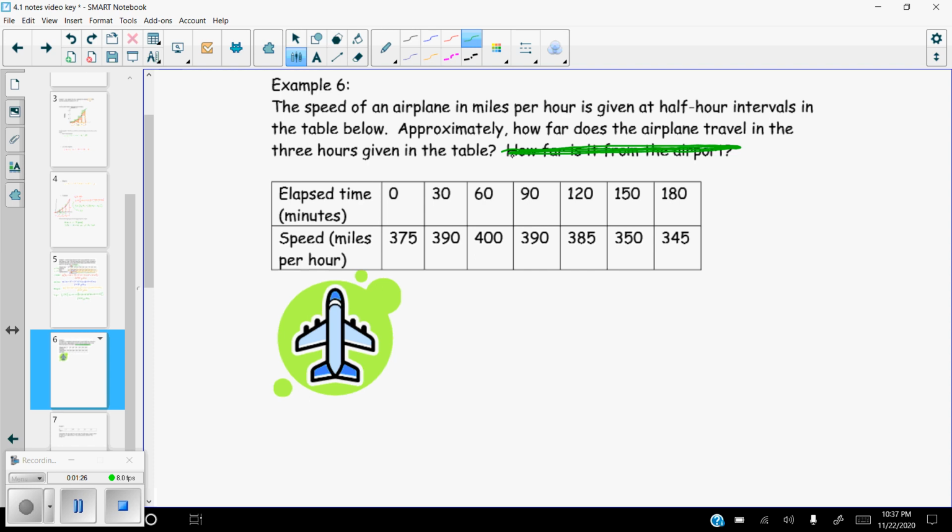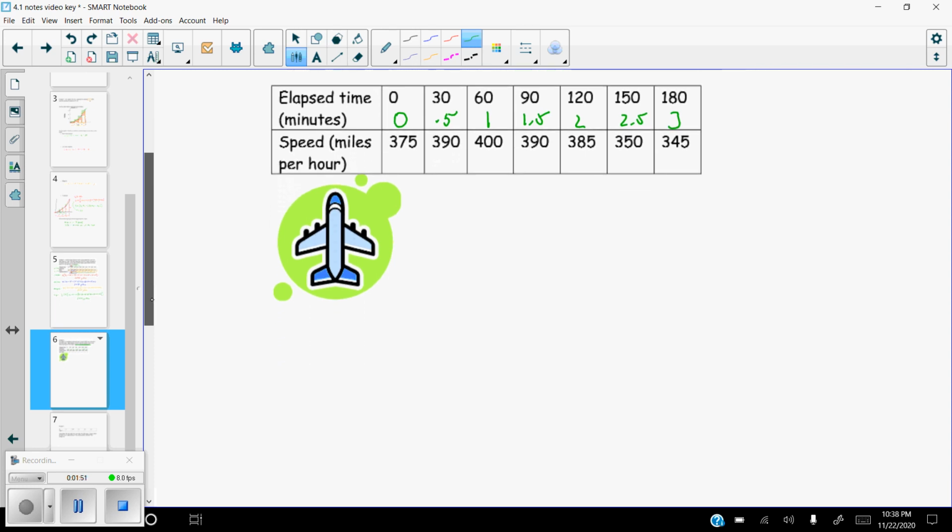Well, 0 minutes is the same as 0 hours. That's not a problem. 30 minutes is half of an hour, or 0.5 of an hour. 60 minutes is 1 hour, and so on. 1.5, 2, 2.5, and 3. Now we can use the time intervals as they are. Okay, that's really kind of the main trick here. Everything else is going to be relatively straightforward.